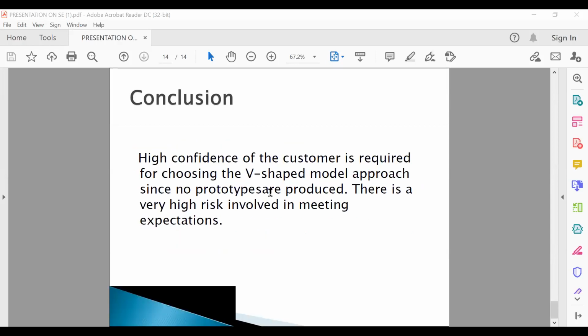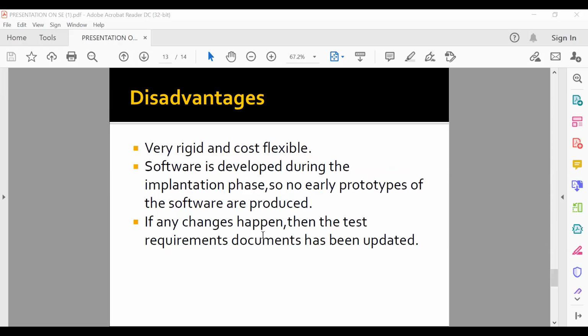Now going to the conclusion of the V model presentation. High confidence of the customer is required for choosing the V model approach, since no prototypes are produced. There is a very high risk involved in meeting expectations. So this is all about the project on the V model. Thank you.